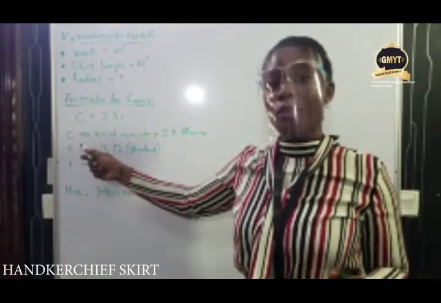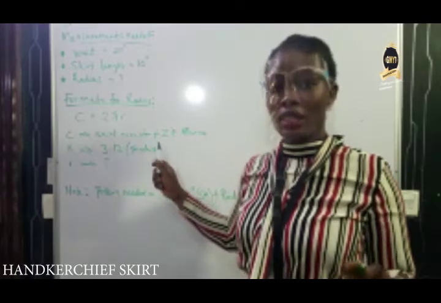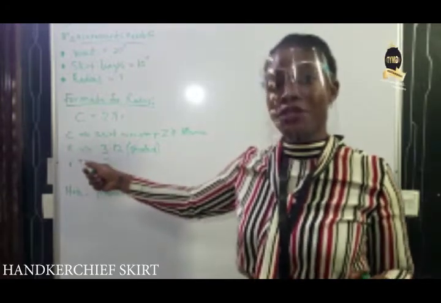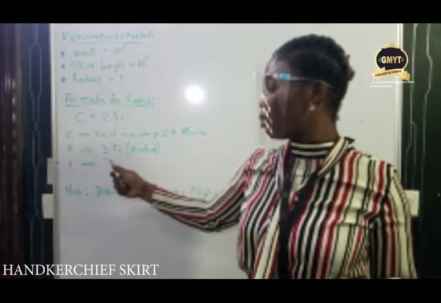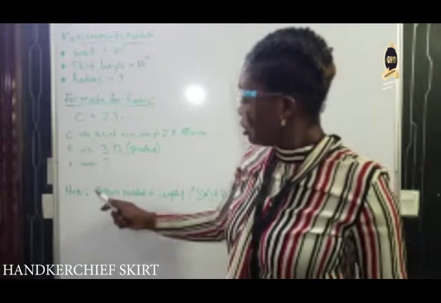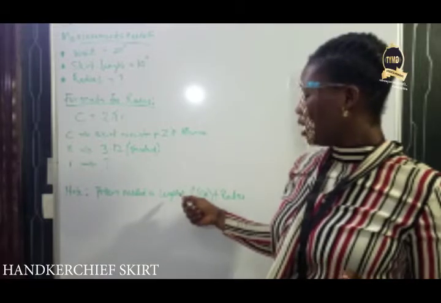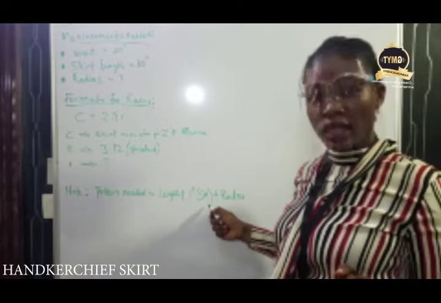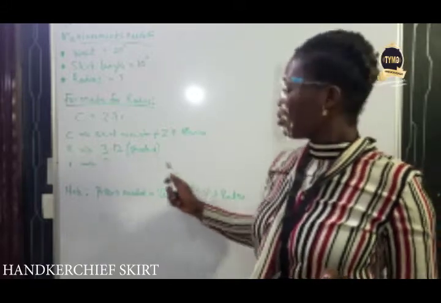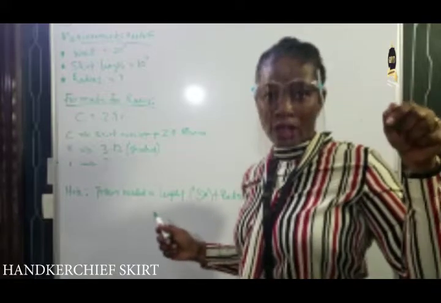As for the pi, your pi is standard. Your pi is 3.12, that's the standard figure. Then your r, which signifies the radius, is what we are looking for. That's why I put a question mark there. Now the pattern paper needed is the length plus your sewing allowance, which is going to be 1 inch, plus your radius. After we have the radius, we can sum them together to have our pattern paper.